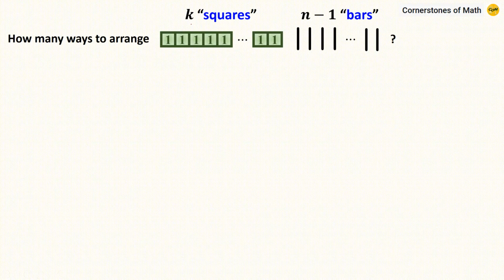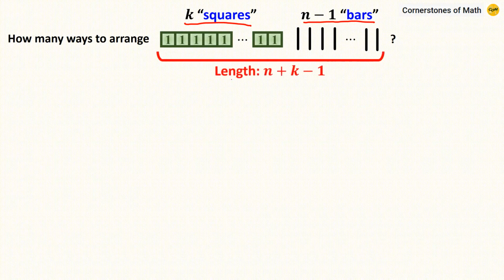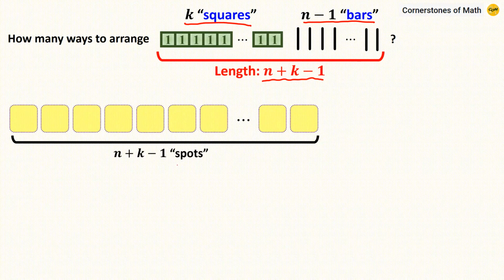Alright, so we have established that the number of non-negative integer solutions is the number of ways to arrange k squares and n-1 bars so that the squares are divided into n parts. Now, if we consider the total number of squares and bars, or the length of the resultant string, it will be n plus k minus 1. It means that we have n plus k minus 1 spots that can be filled with either squares or bars.